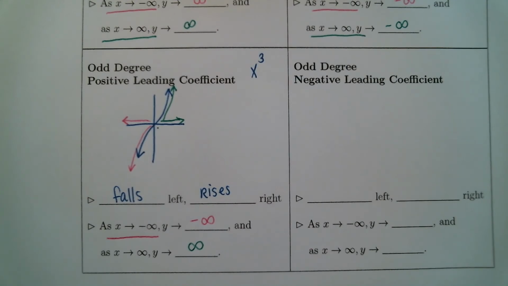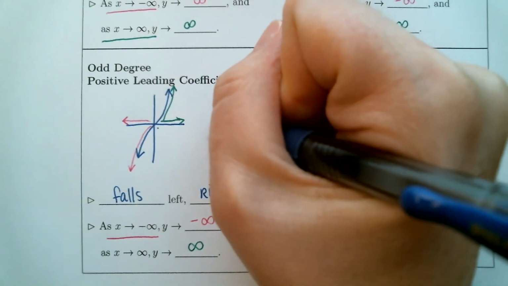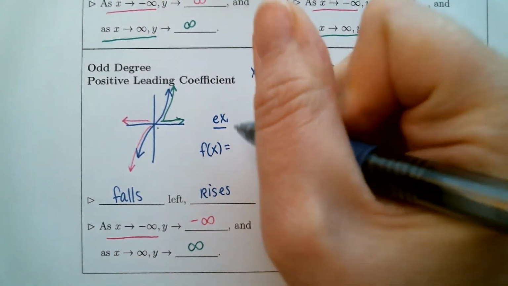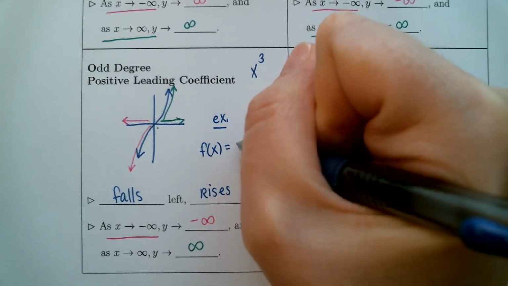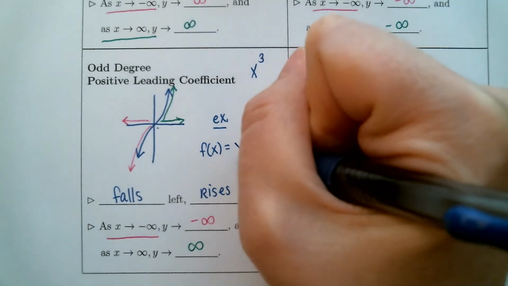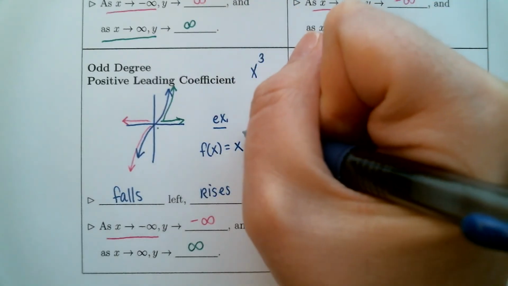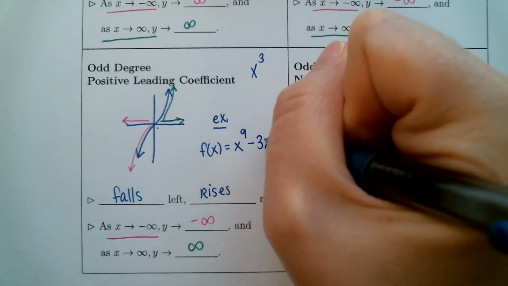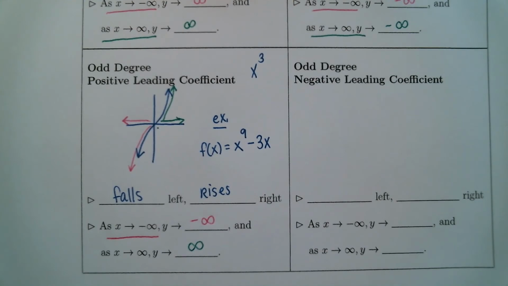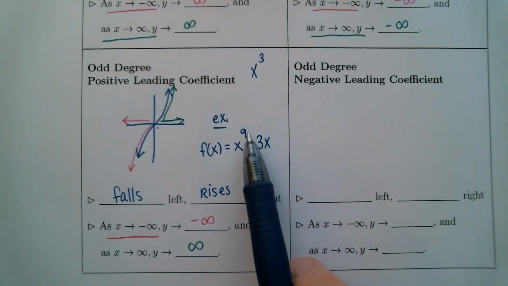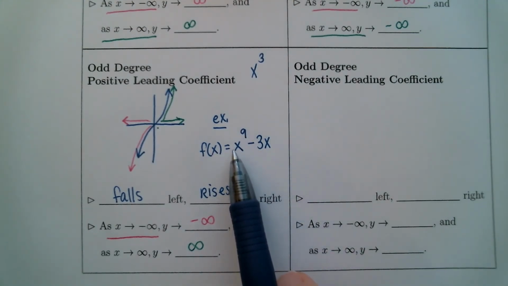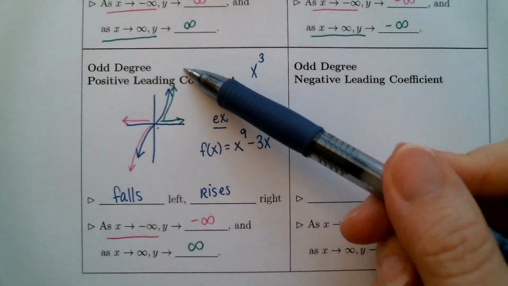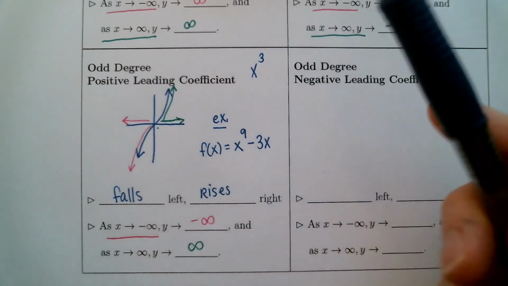All right. So again, if I gave you some random polynomial, even just x to the 9th minus 3x, and that's my polynomial, it is an odd degree, degree 9, positive leading coefficient there is 1. You know this guy is going to look like this. It's going to rise to the right, fall to the left.